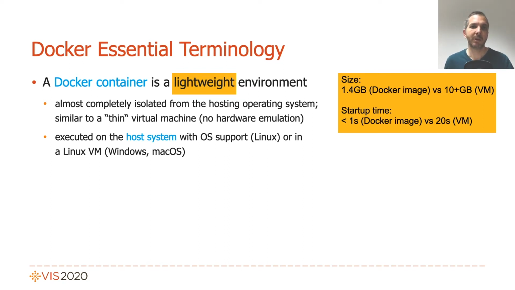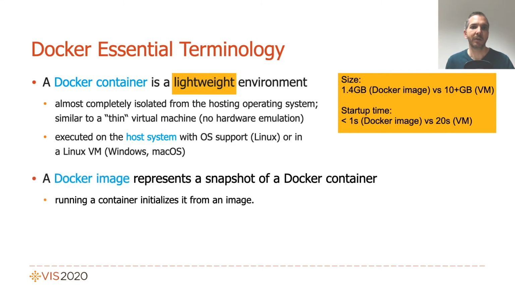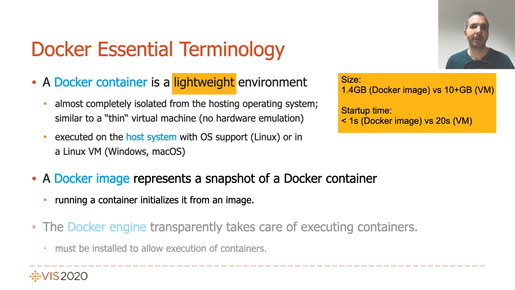Before we move on, let me take note of the terminology around Docker. In Docker parlance, a container is a running process with some application inside. Containers are initialized from so-called images, which are essentially snapshots of containers. And finally, the Docker engine is the piece of software that you need to install on your machine. It is the tool that is responsible for running and executing containers.